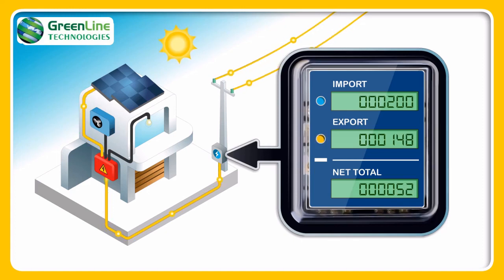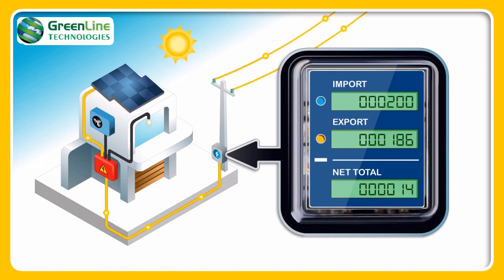The consumer is presented a bill at the end of a billing cycle. The total bill amount is the amount of imported electricity reduced by the amount of exported electricity. The result is shown in the net total display.